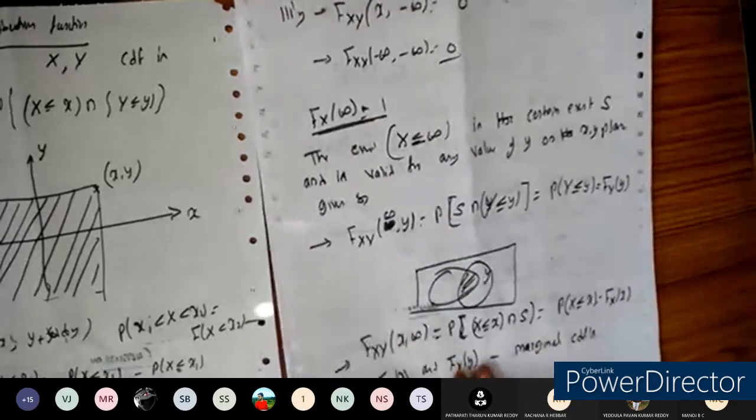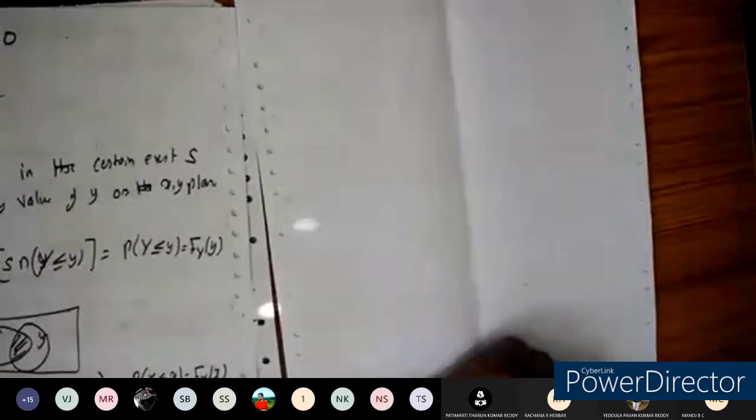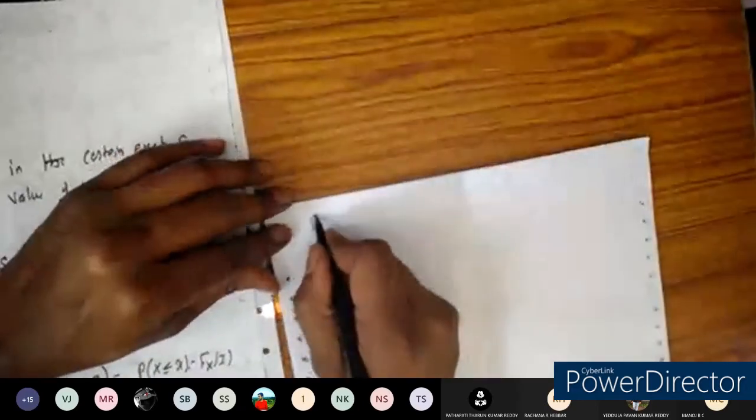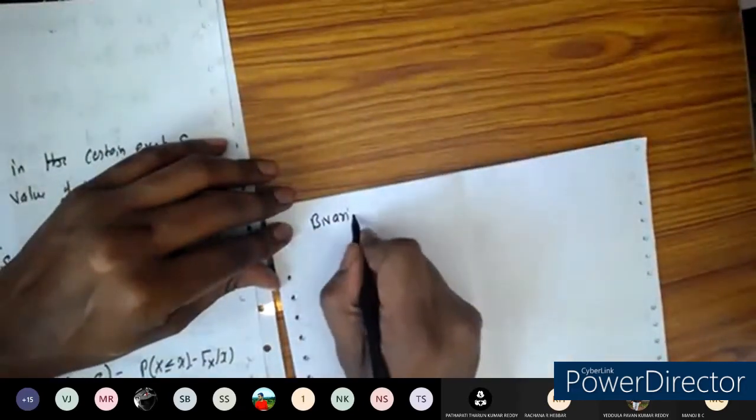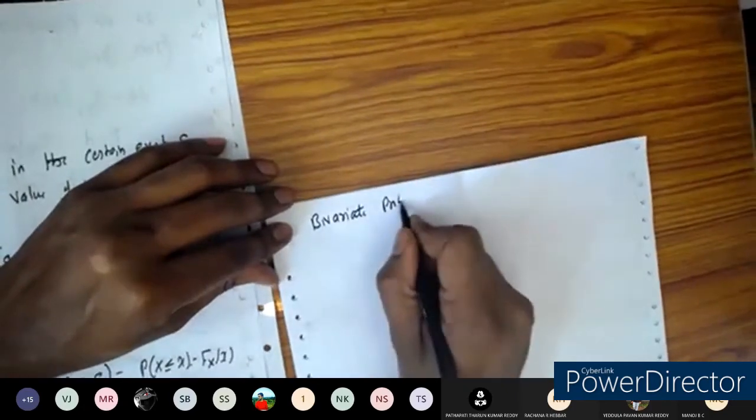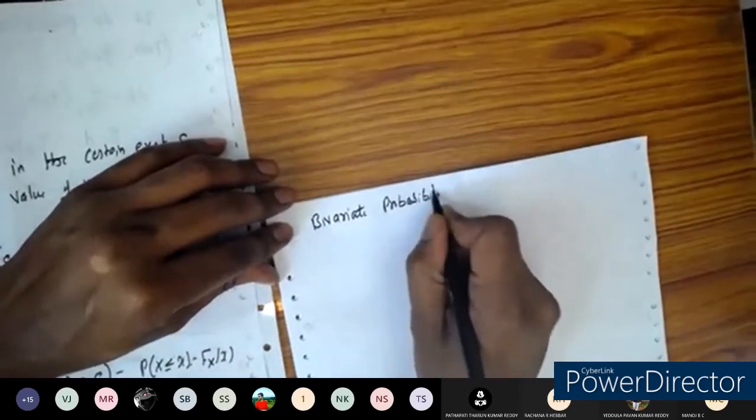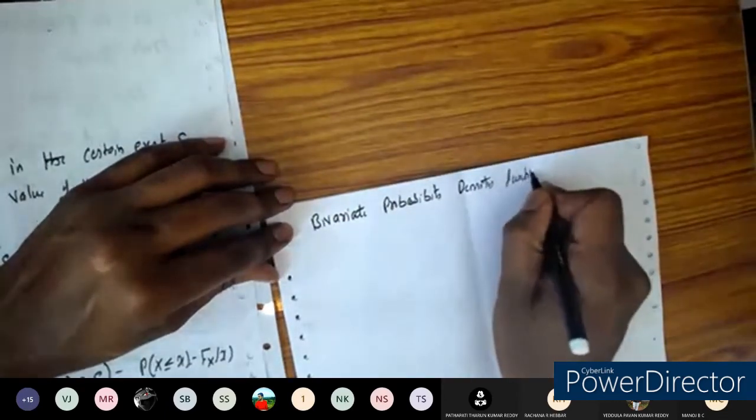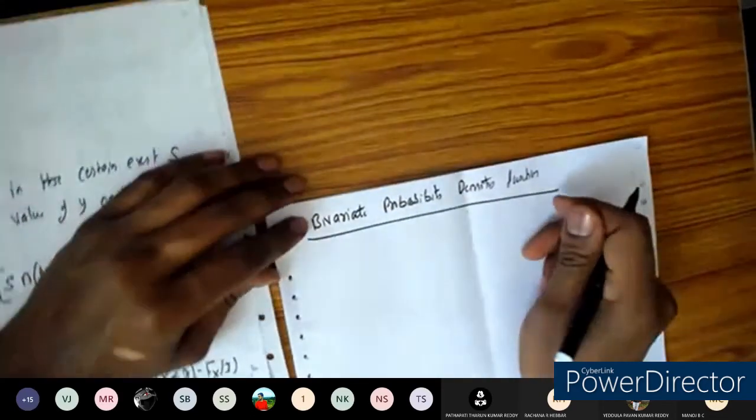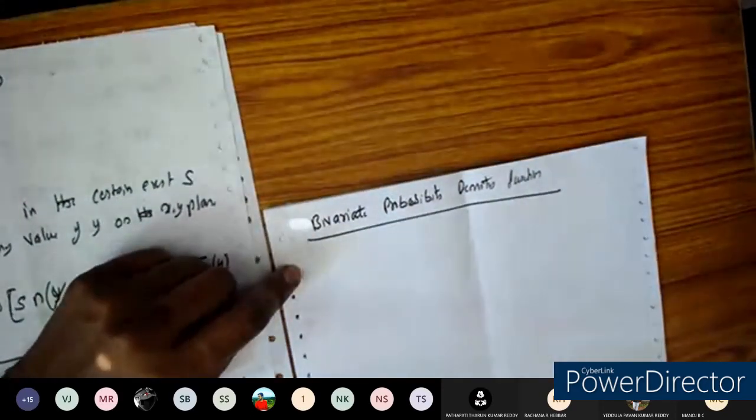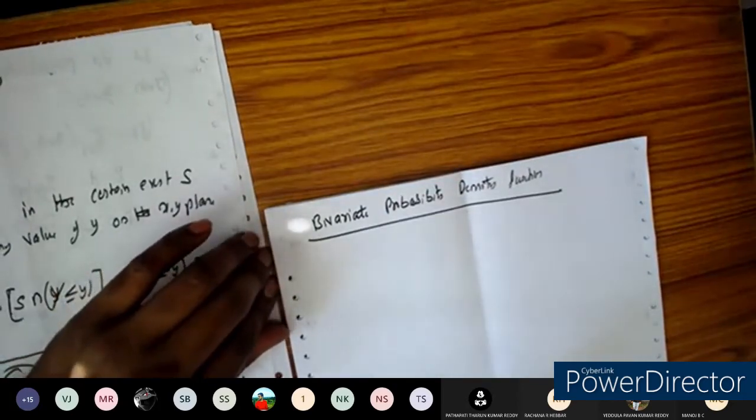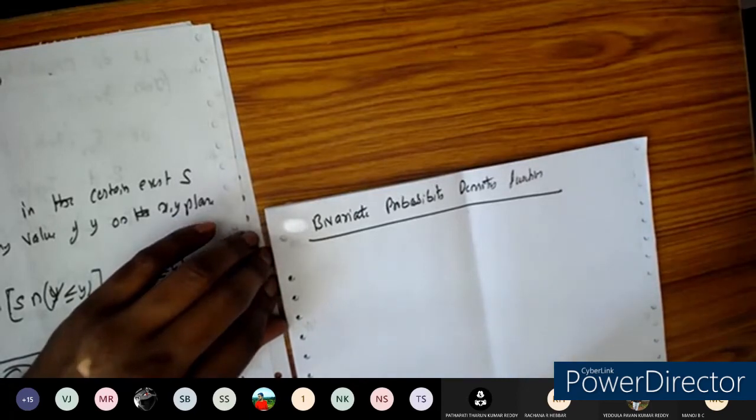Okay, fine. Next we'll go for the bivariate PDF, the bivariate probability density function. You know that the PDF can be obtained from the CDF by differentiating the CDF. If you differentiate the CDF, you get the PDF.